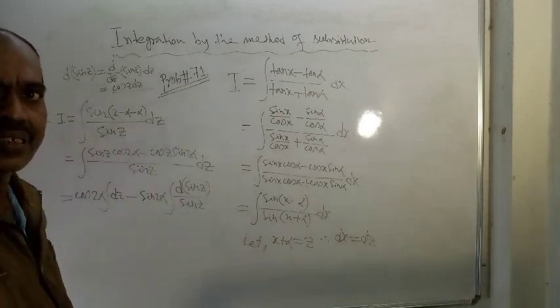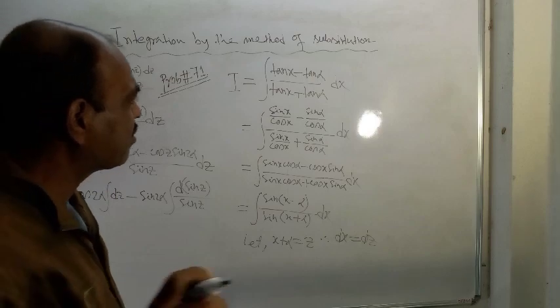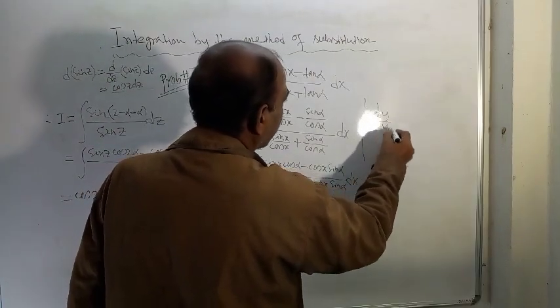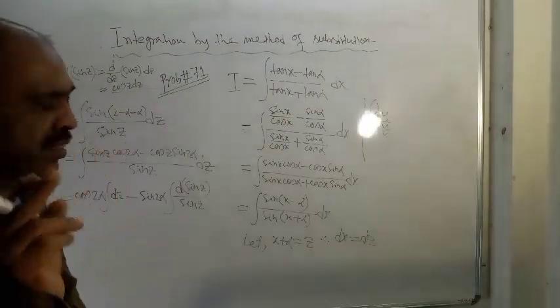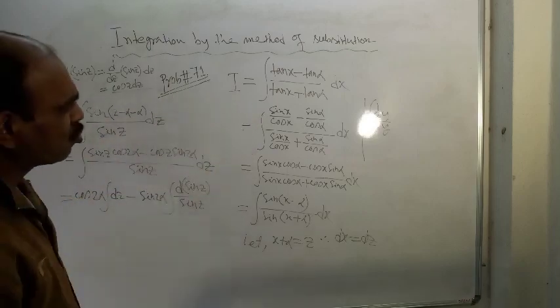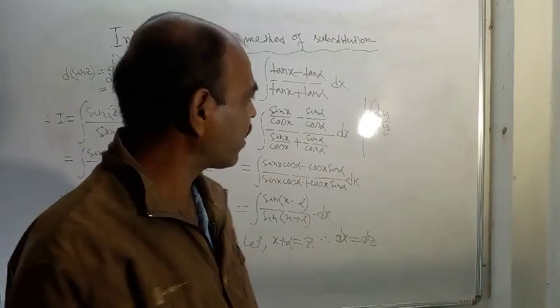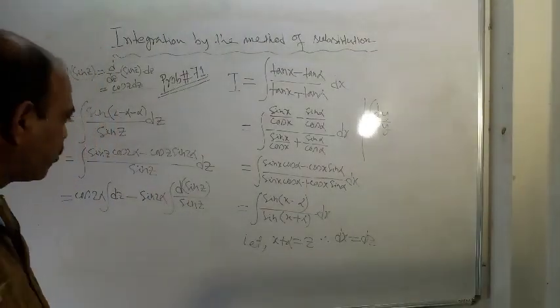If you assume sin z is equal to y, then that is in the form of dy by y, integration of dy by y. So this is in that form. What is integration of dy by y? You know that that is equal to log of y. Similarly, you will get here log of sin z.